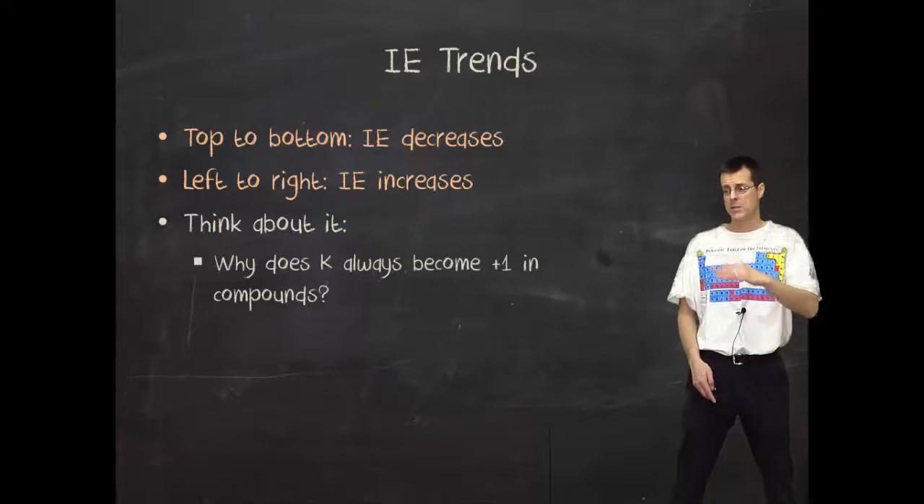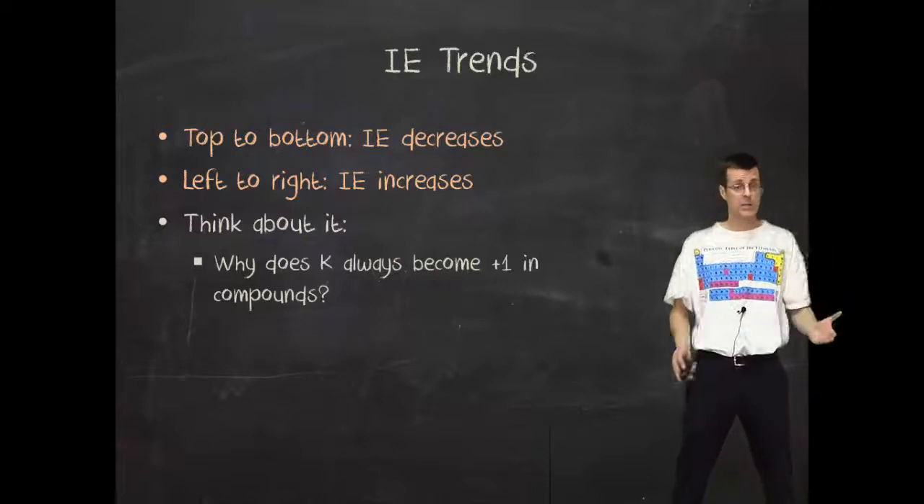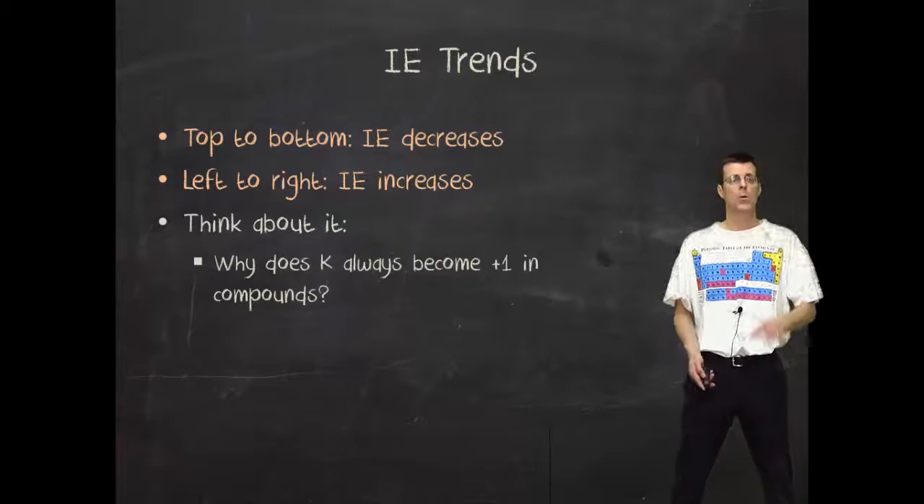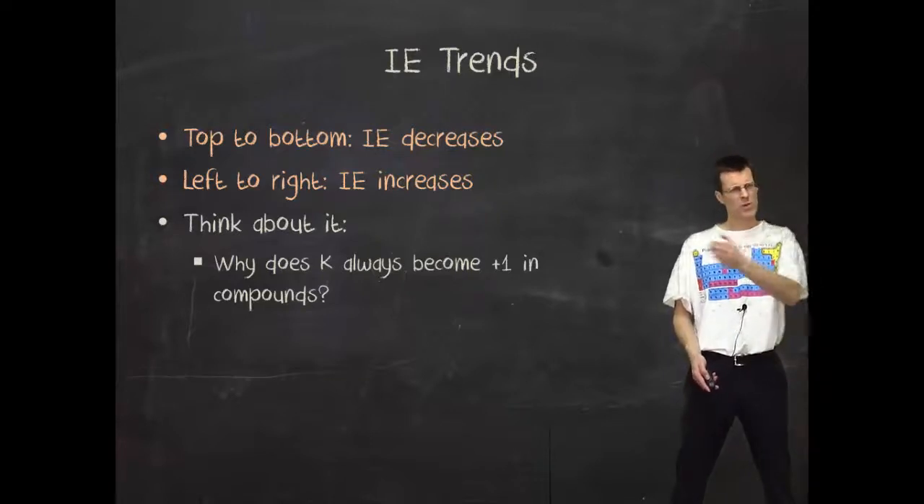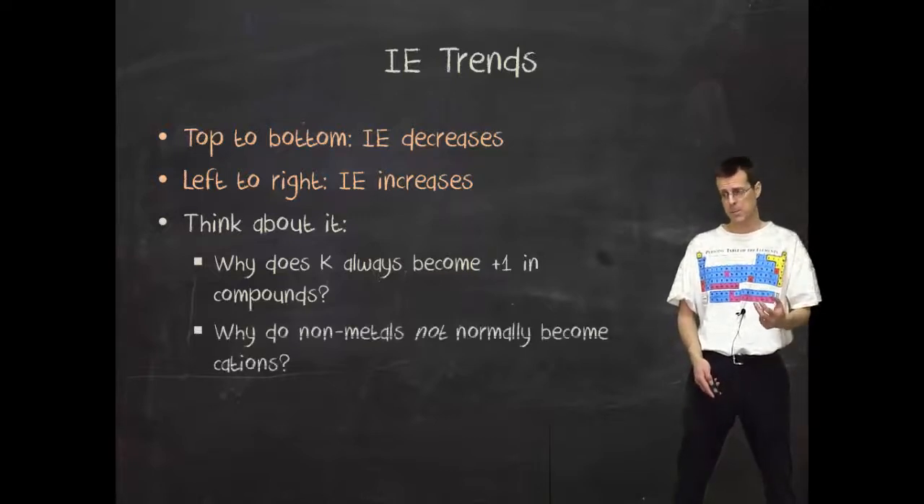Now, rather than giving you more detail about that, I'm going to ask you a couple of questions. One question is this: why does potassium always become +1 in compounds? It never becomes -1, it never becomes +2. It's got lots of electrons, 19 in total. Why does it always become +1, whereas the atom right beside it, calcium, always becomes +2?